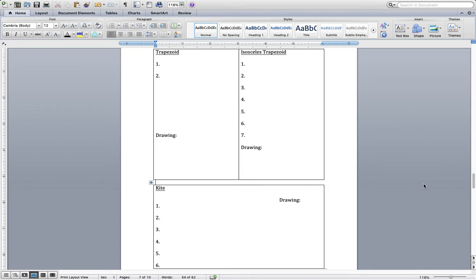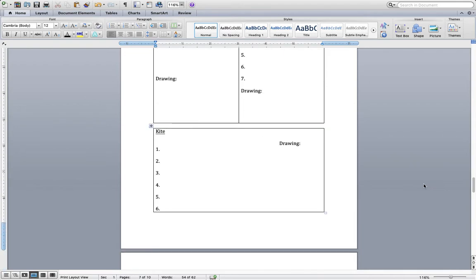You need to save some space for a drawing for each one of those. And then you also need to have a spot for kite. So we're going to go over a kite as well, and its 6 properties and a drawing for it as well. So take a second, pause the video, go ahead and set up these notes for today.